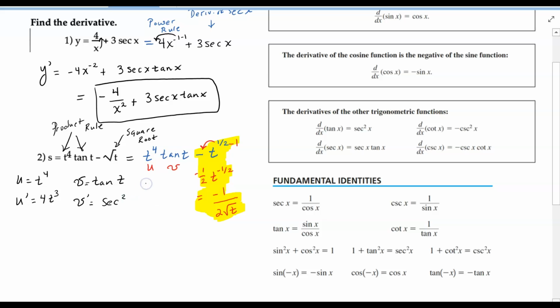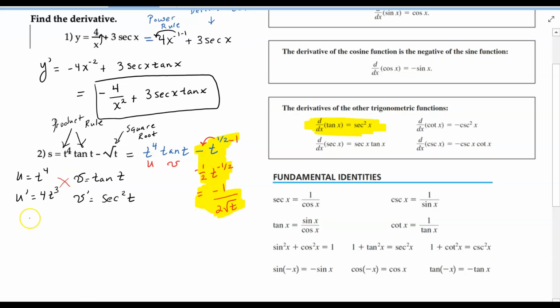All right, let me clean that up. And just pointing that out right here, it's this rule right there. Okay, and so then we put it all together. We kind of do this crisscross thing here. We have t to the 4th secant squared of t plus, and I'm going to put the u prime first just for the sake of the order. It looks a little bit nicer. 4t cubed tangent of t, and then plus a negative 1 over 2 square root of t. And so this is my y prime. This is the derivative right here.